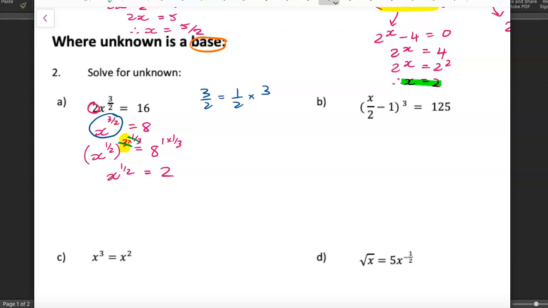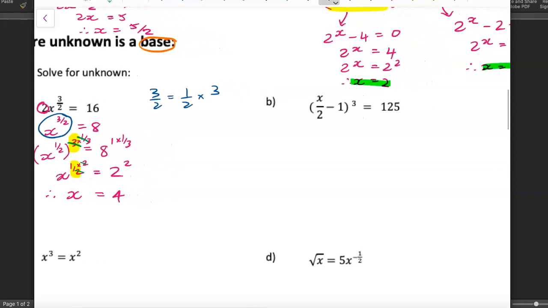Now to undo a power of a half, this time we could put a power of 2 on, or square each side. Power of 2 means that we're going to have 2 times a half leaves x to the power of 1, which I don't have to write, and 2 squared is 4. And we have our solution of x equals 4.